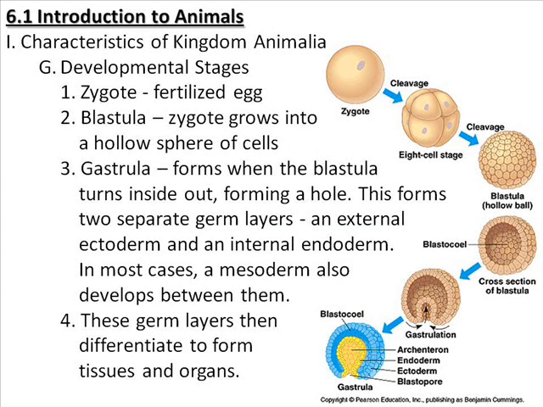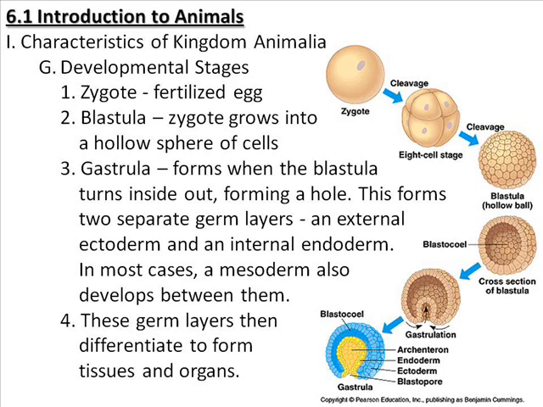Animals also go through some interesting and unique developmental stages. All animals start out as a zygote or a fertilized egg, and this zygote, after being fertilized, will undergo cell division to become a hollow ball of cells called a blastula. Now, this blastula will eventually fold over on itself, forming the gastrula. So this is called gastrulation and forms separate germ layers, which eventually become tissue layers.